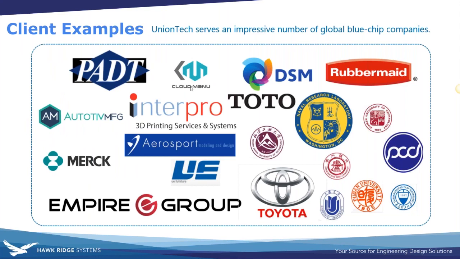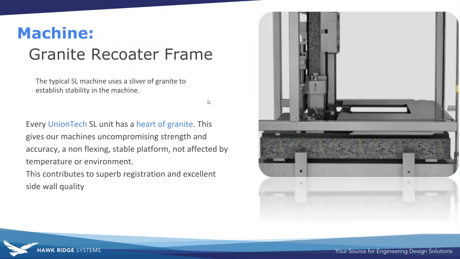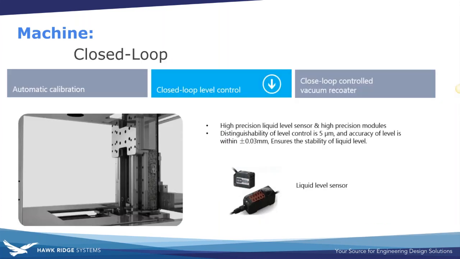Here's some examples of the companies that are using the UnionTech printers. And one thing that stands out from other 3D printers is the use of the granite. The granite is very dimensionally stable. It doesn't expand or contract. So as soon as you level everything to the granite, you level the resin and you level the platform to the granite, not much changes. And that's how you can hold very, very tight tolerances.